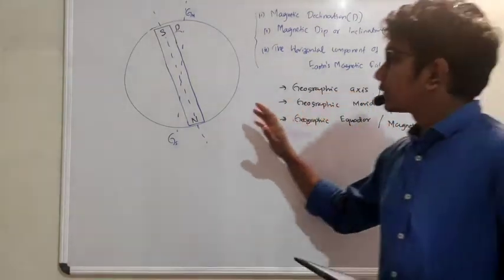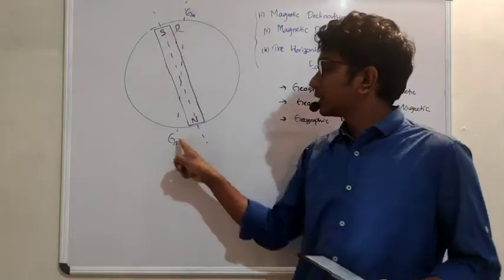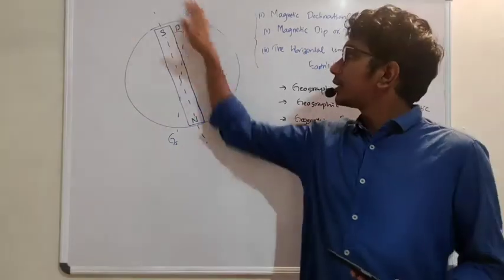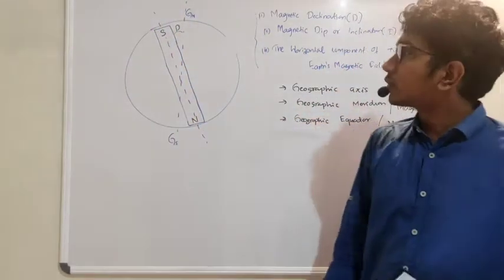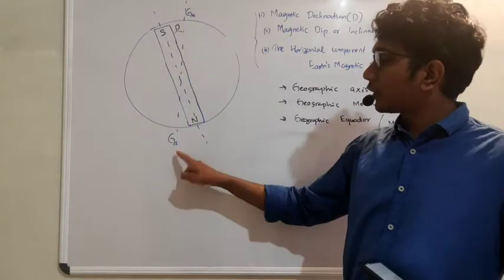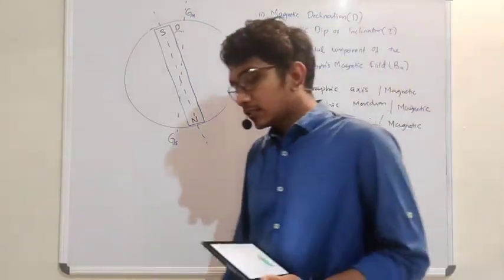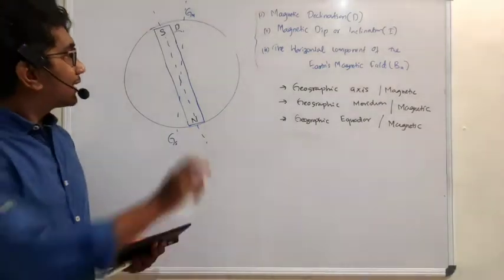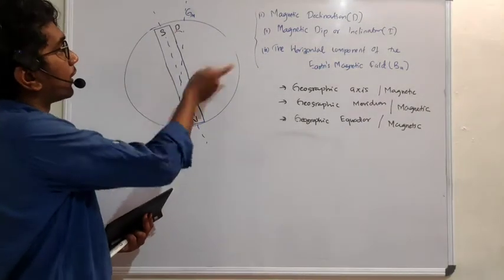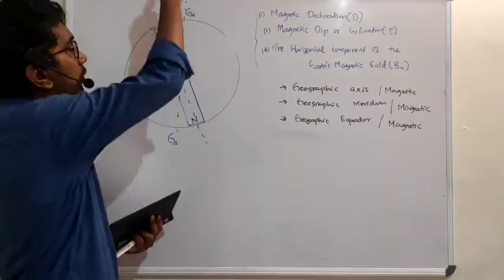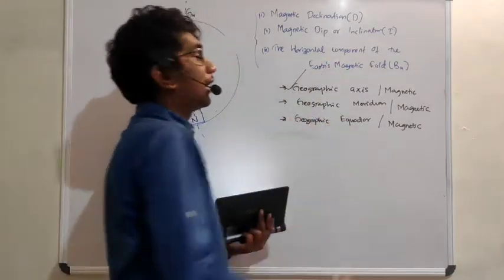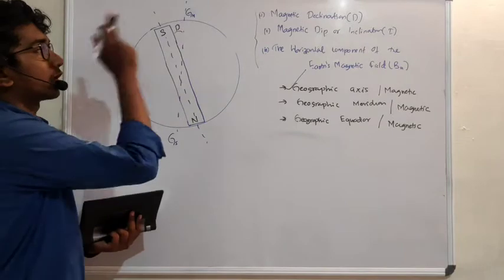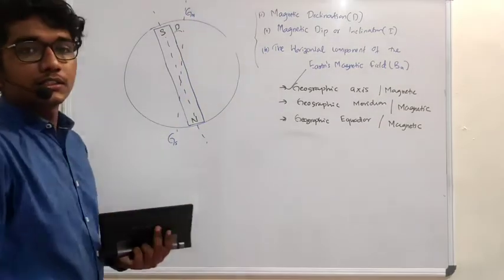First of all, note that this is the geographic north and this is the geographic south. That is very clear. This is the Earth, the spherical shape of the Earth. Earth is spinning about an axis which is known as the geographic axis, joining geographic north and geographic south.